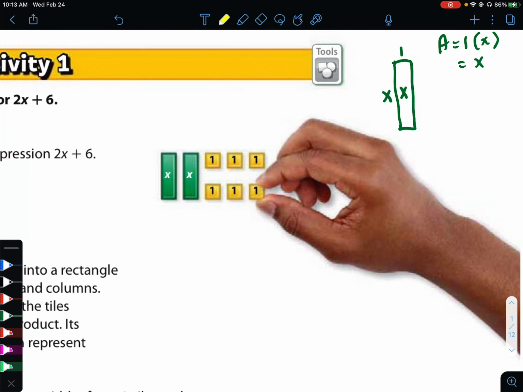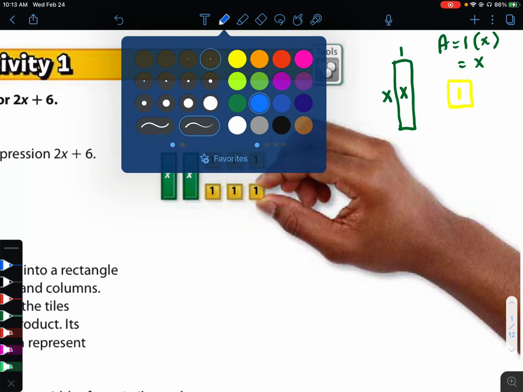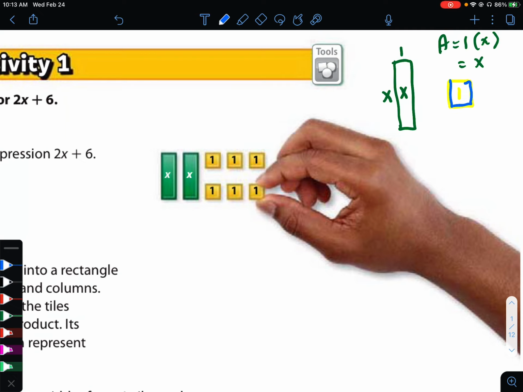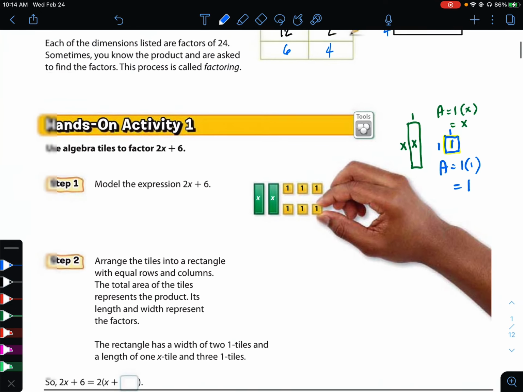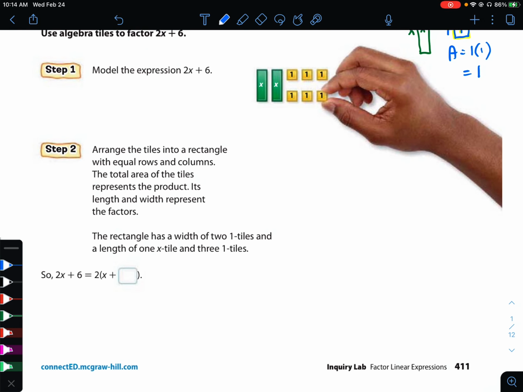On the other hand, I have my unit tile. Let's make it blue so you can see it. That's my unit tile right there, and the area is 1. The reason why the area is 1 is because the length is 1 and the width is 1. So the area of this one becomes 1 times 1, which gives you 1. And that's why we did Max's example on top, to find out the area of our algebra tiles.